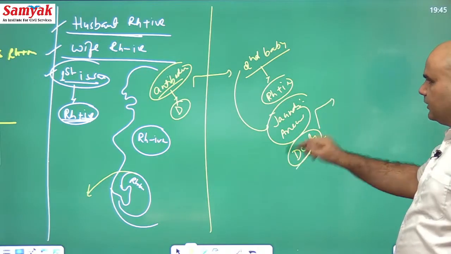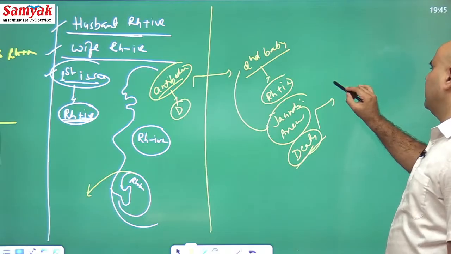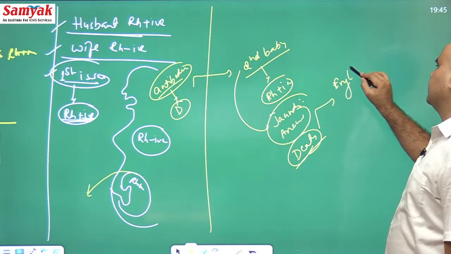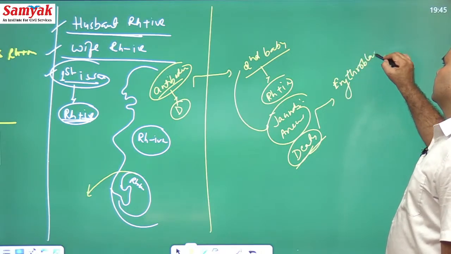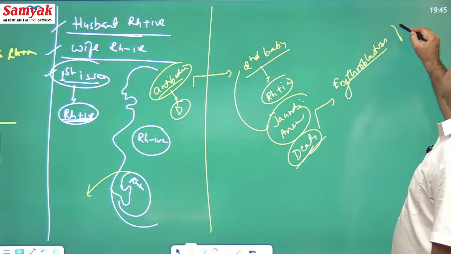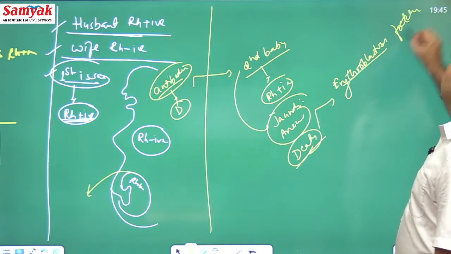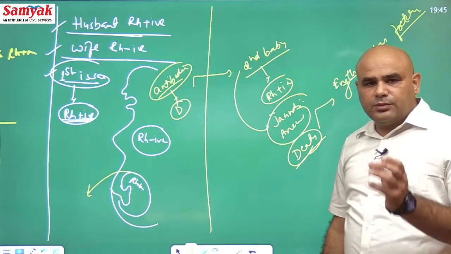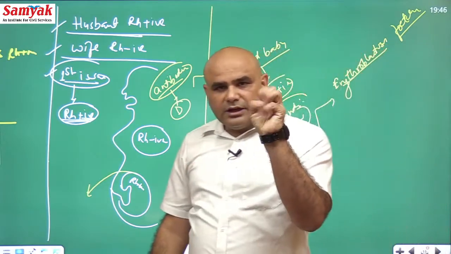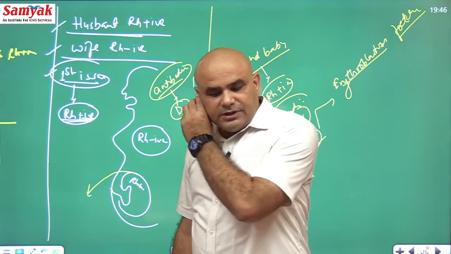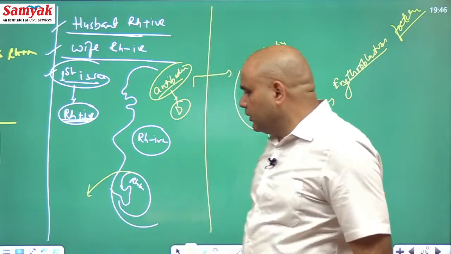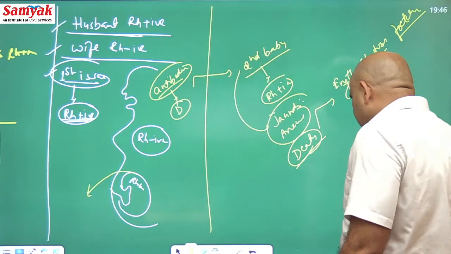In case of death of the baby in the womb, it is named erythroblastosis fetalis. Now, why is it named erythroblastosis fetalis? Because erythrocytes will get blasted. That's why it is named erythroblastosis fetalis. So I think we are done with everything from the blood.